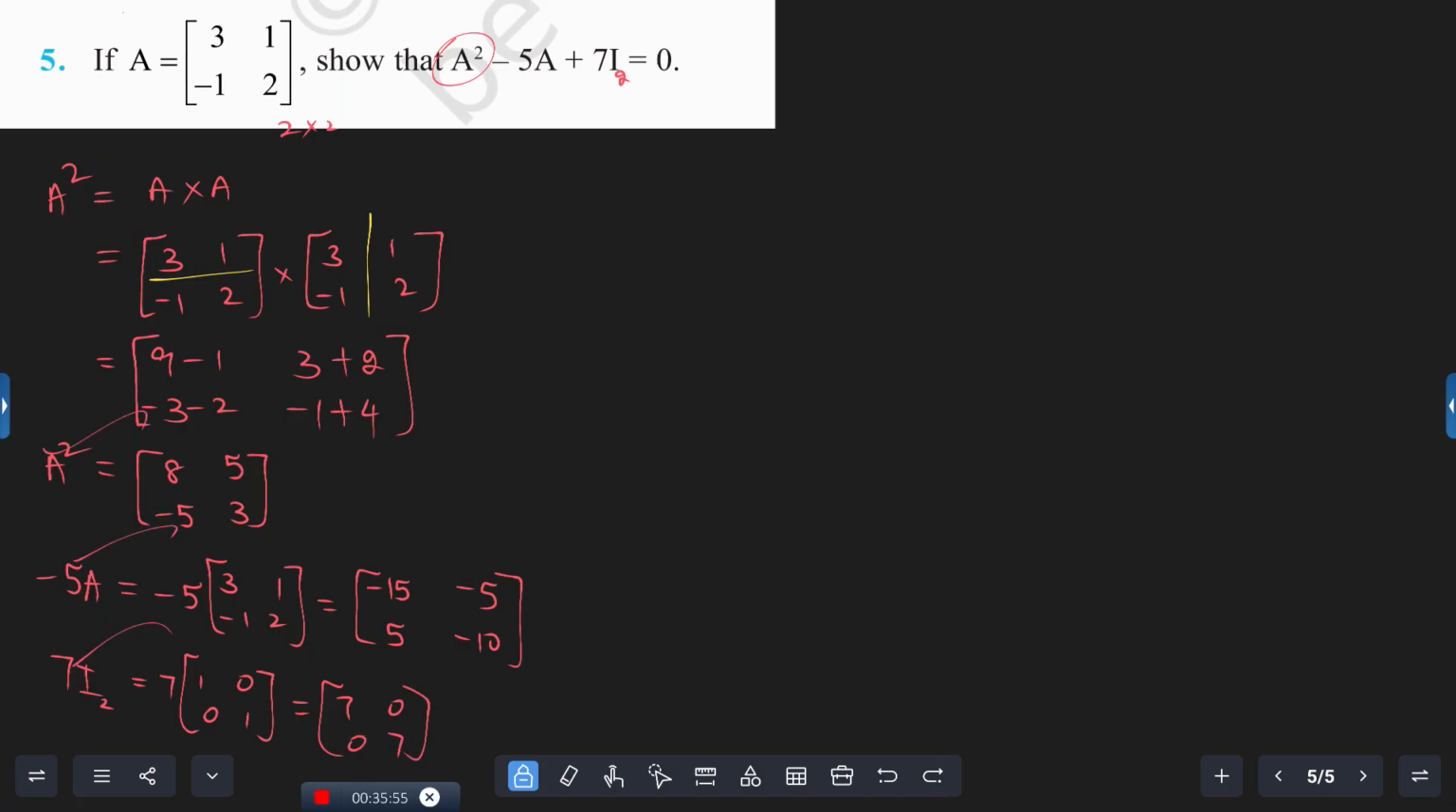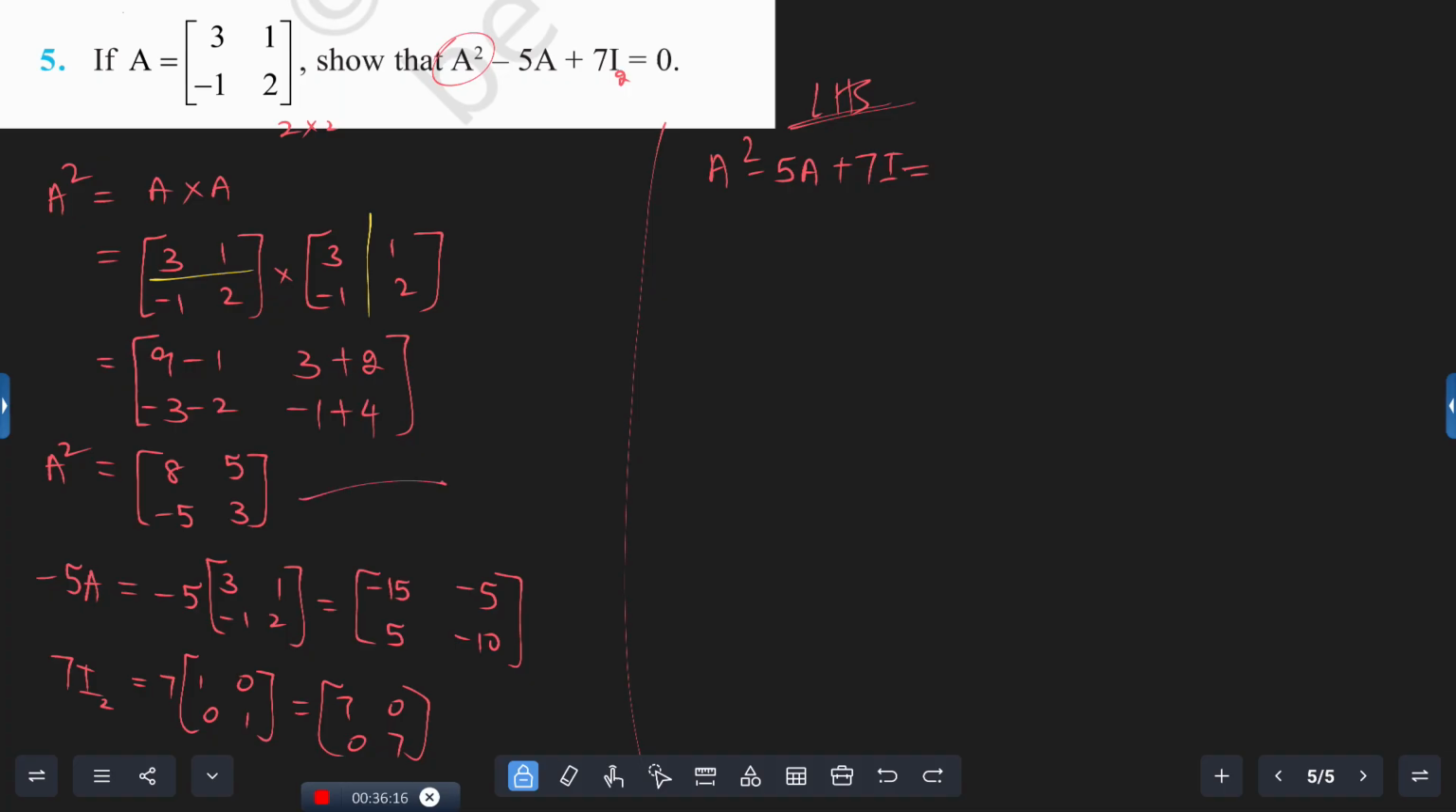Add means you will be getting the required result. So A squared minus 5 times A plus 7 times I2, which means just I, you can also write, is equal to 0 they have to bring. First I am taking the left hand side, the right hand side I will bring. Understand?